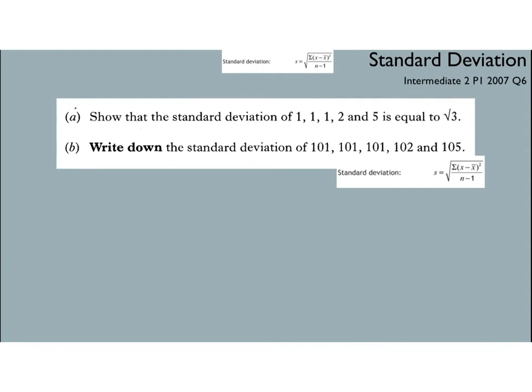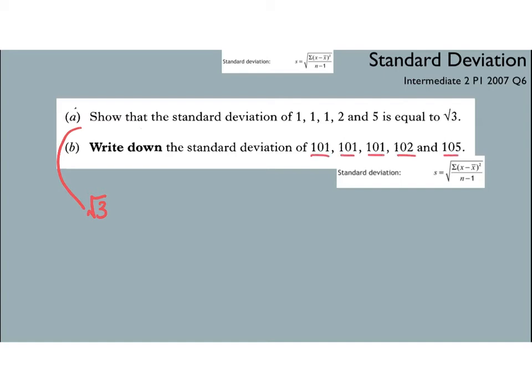Okay, this question had 2 parts to it, so hopefully for part A, you did manage to find that the standard deviation came to root 3. Okay, so you still need to do your table and everything, it's just you know that you're aiming to get that root 3. Now part B, it says write down the standard deviation for these numbers here.